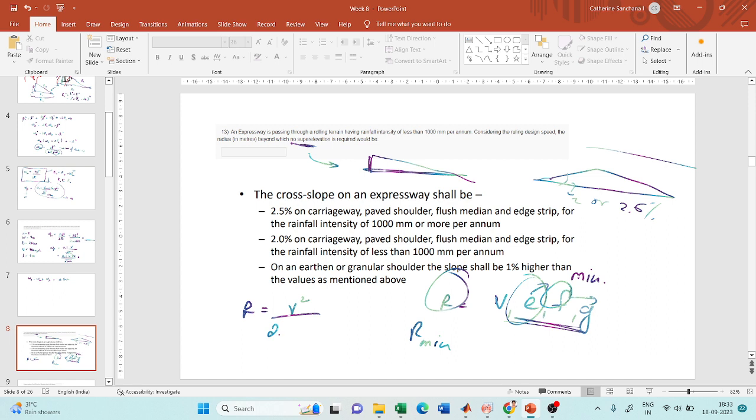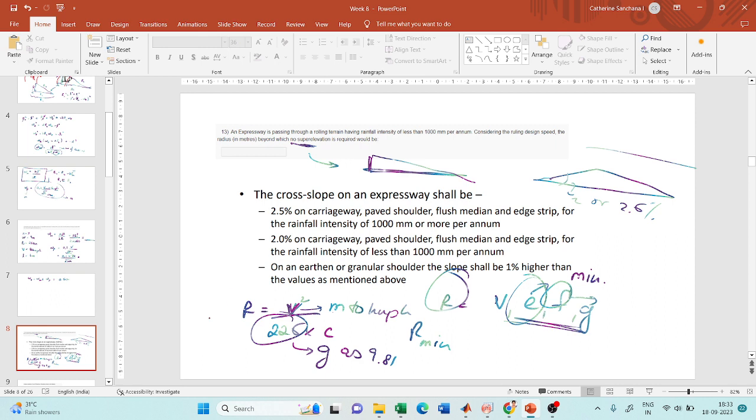So v square by 225 into e, where this 225 takes into account converting v from meters per second to kmph and g as 9.81. Right? This is also not an empirical equation, but since I'm converting to kmph and substituting g as 9.81, for this formula also I should remember what the units of the various parameters should be.